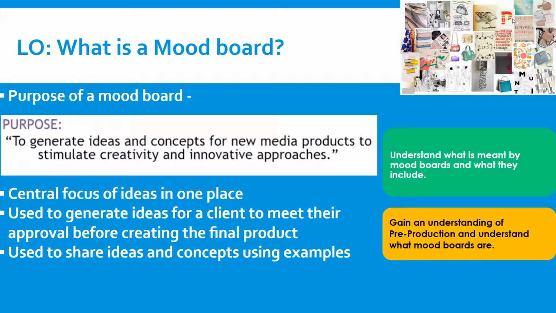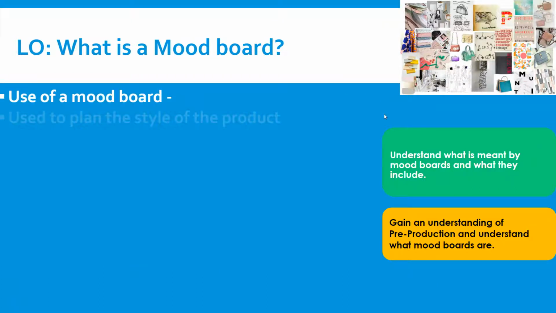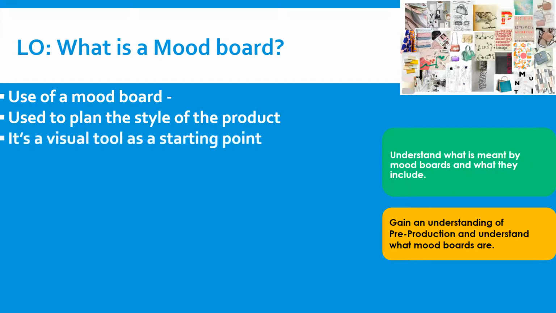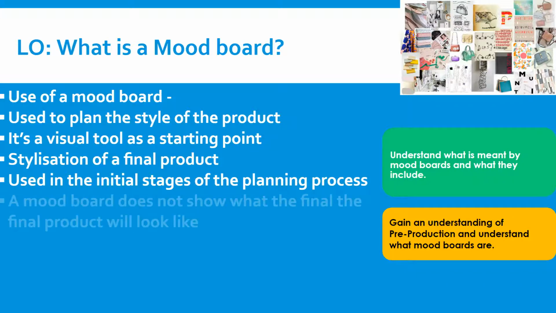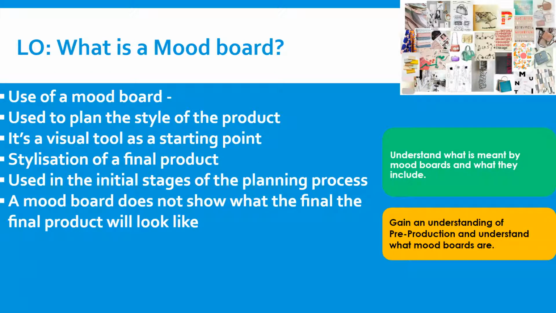They're used to generate ideas for a client to meet their approval before sending the final product. So if you put a mood board together, you can send that to the client. They have a look at it and see if it matches with what they were thinking as well. Use of a mood board. They're used to plan the style of a product. It's a visual tool from the starting point. It's used in the planning stages of a project. So you make a mood board before you do anything else. You wouldn't make the product before you do a mood board. A mood board does not show what the final product will look like. It just gives you ideas of what you could add to your final product.